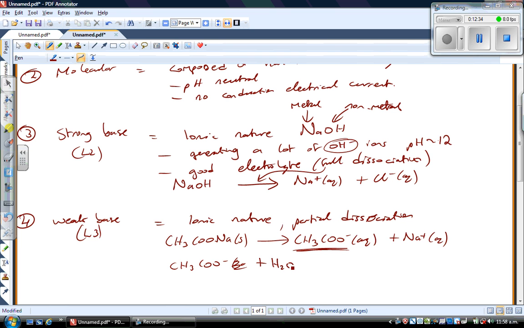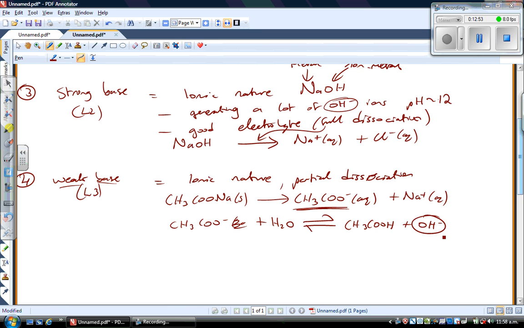So plus the water in the system sets up a dynamic equilibrium, and it's forming some ethanoic acid plus hydroxide ions, which affects the pH of the solution. So this would be weakly basic. Now, because this system is reversible, you don't get a lot of OH minus ions produced in comparison to a strong base situation, and therefore it's a poor electrolyte, and weakly basic. Okay, that's the 4th type.